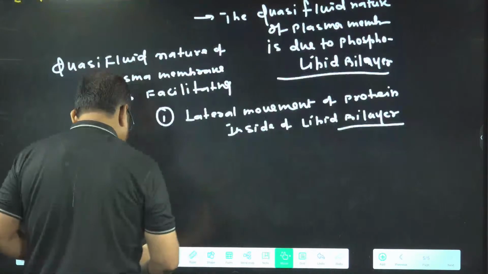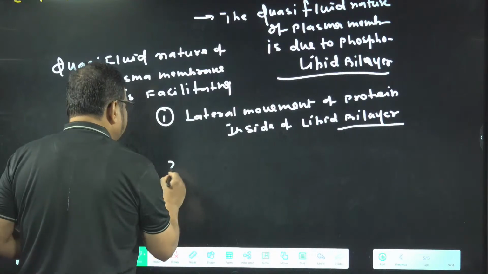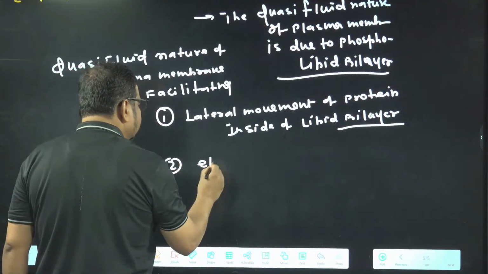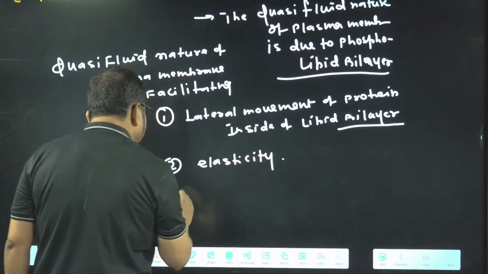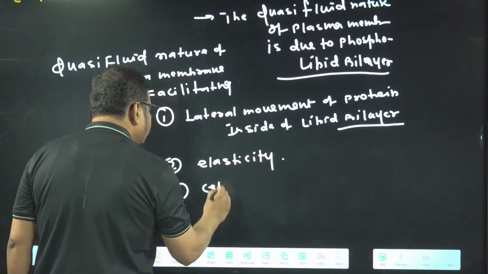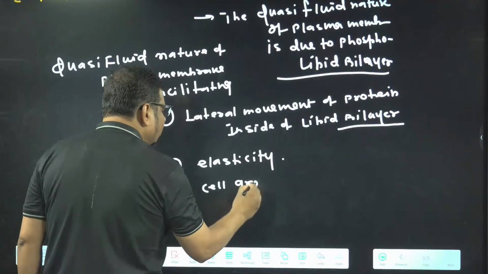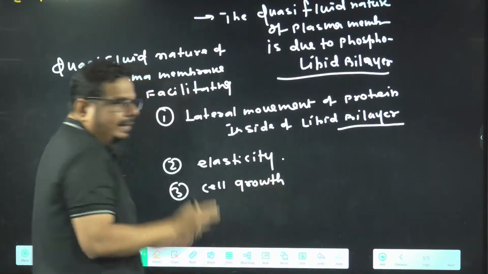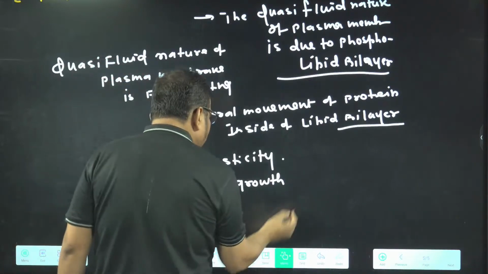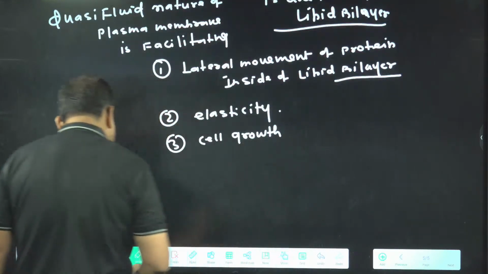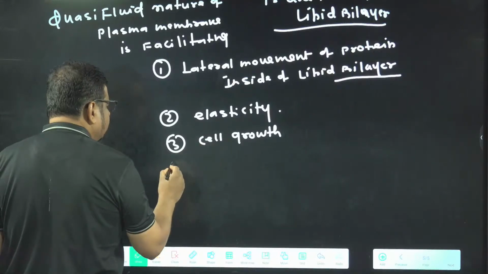Now I am telling, it is providing which one? Elasticity. So elasticity has a role in which one? Cell growth. Elastic is there, na? They will expand. Able to understand? The fluid nature is behind the elasticity of the plasma membrane.